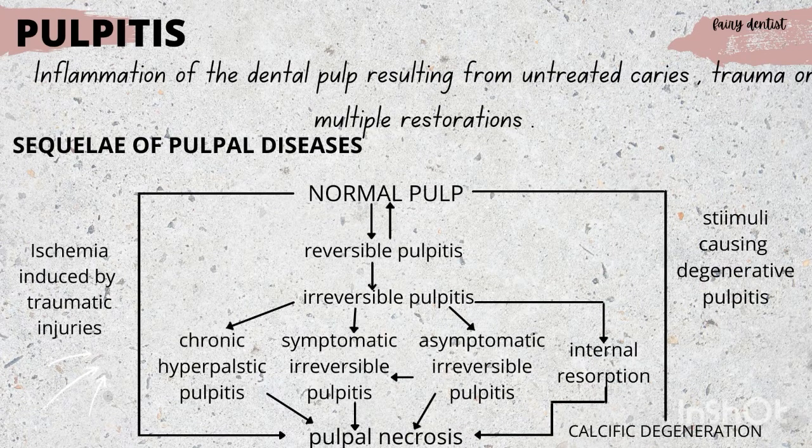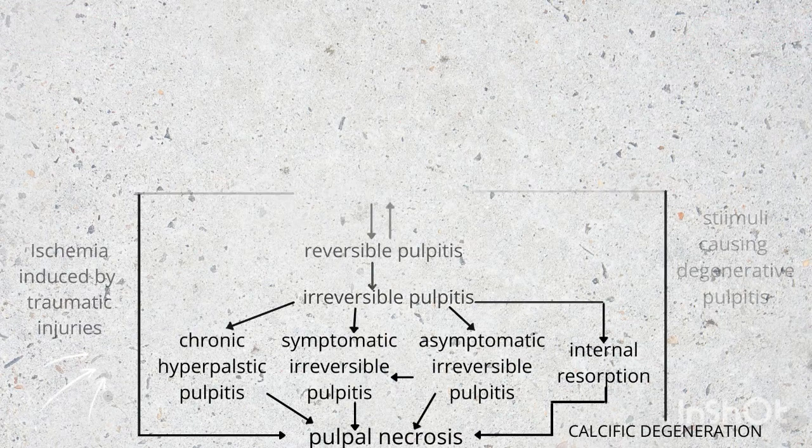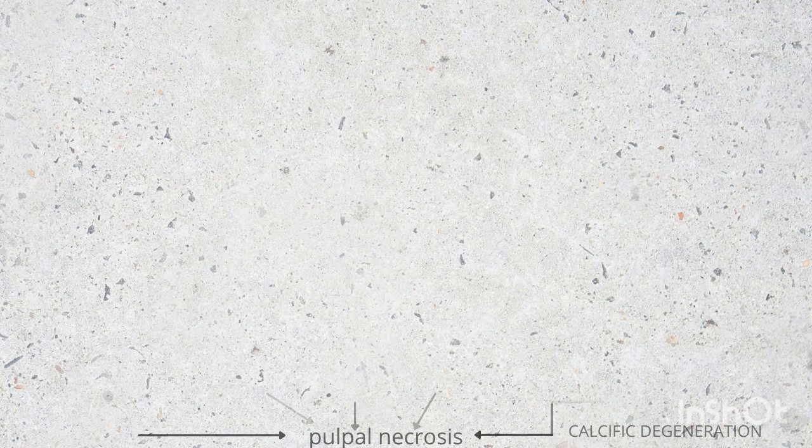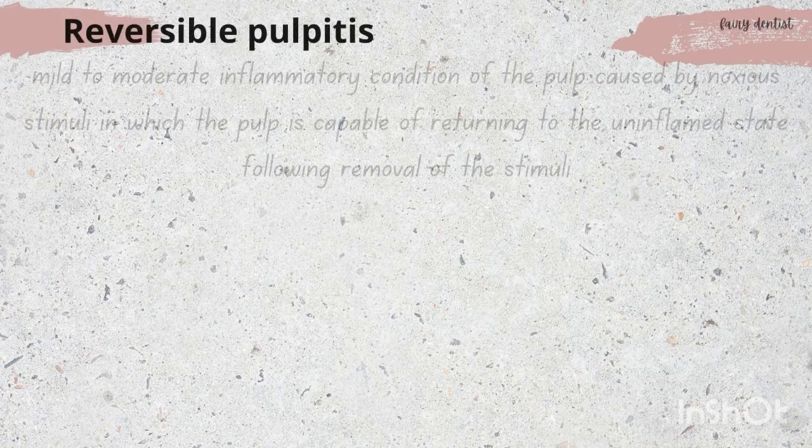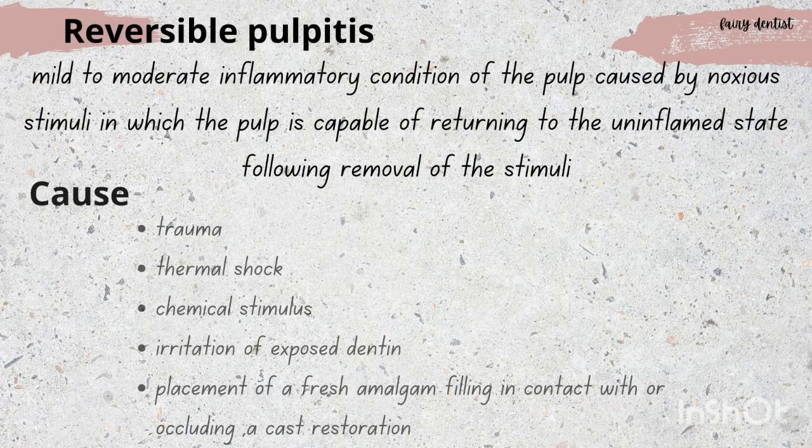Next is about sequelae of pulpal diseases. Removing the stimuli and giving proper management to the pulp will usually bring the pulp back to a healthy state in reversible pulpitis. If reversible pulpitis is untreated, it may lead to irreversible pulpitis. Irreversible pulpitis causes chronic hyperplastic pulpitis, symptomatic and asymptomatic irreversible pulpitis, and may cause internal resorption.